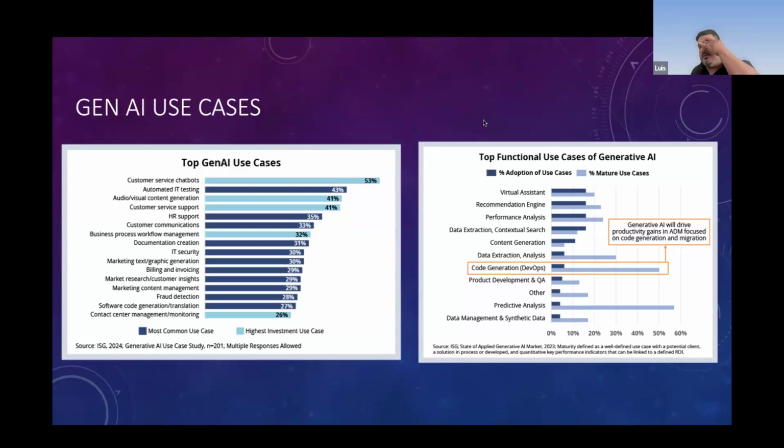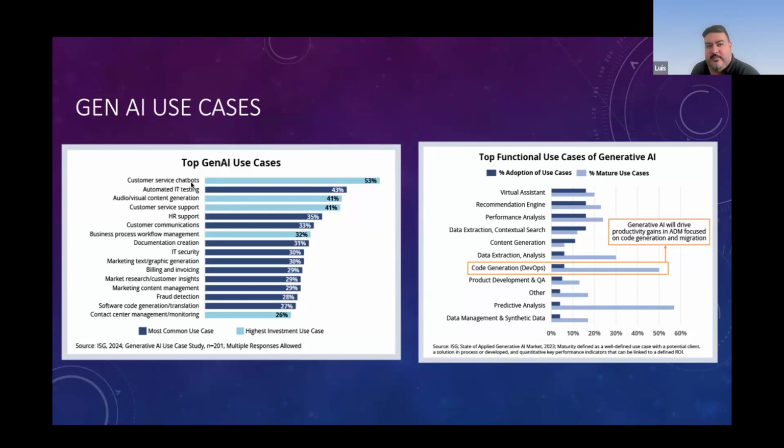So I'm going to start off with these two slides. They're coming from the ISG report. The one on the left is 2024, and the one on the right is 2023. Here we're going to make a quick comparison of what most people think is going to be the highest common use case versus the highest investment use case.